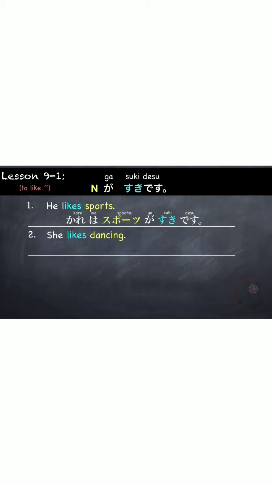Another example, she likes dancing. First is the subject, which is she. Kanojo wa. Dancing or dance is dansu, followed by the particle ga, and then the adjective suki desu. Kanojo wa dansu ga suki desu.